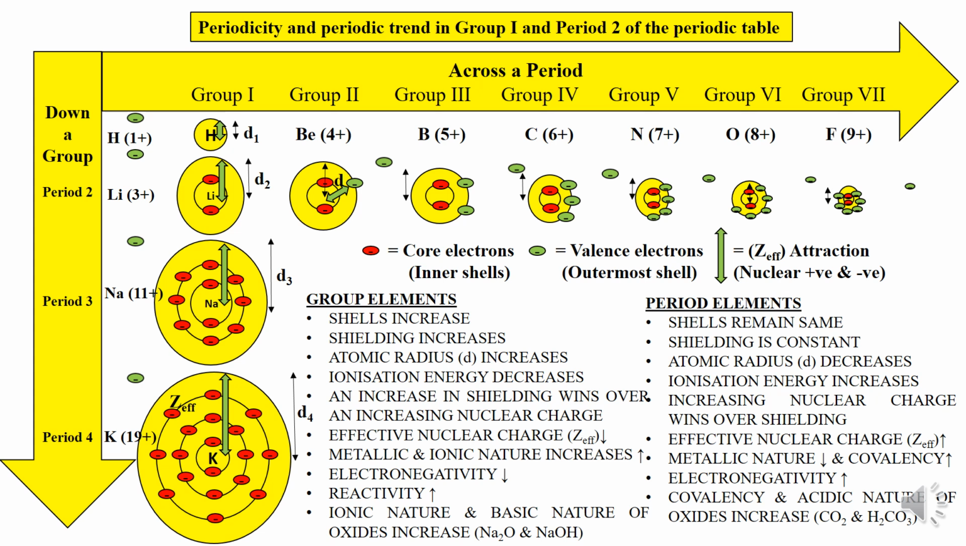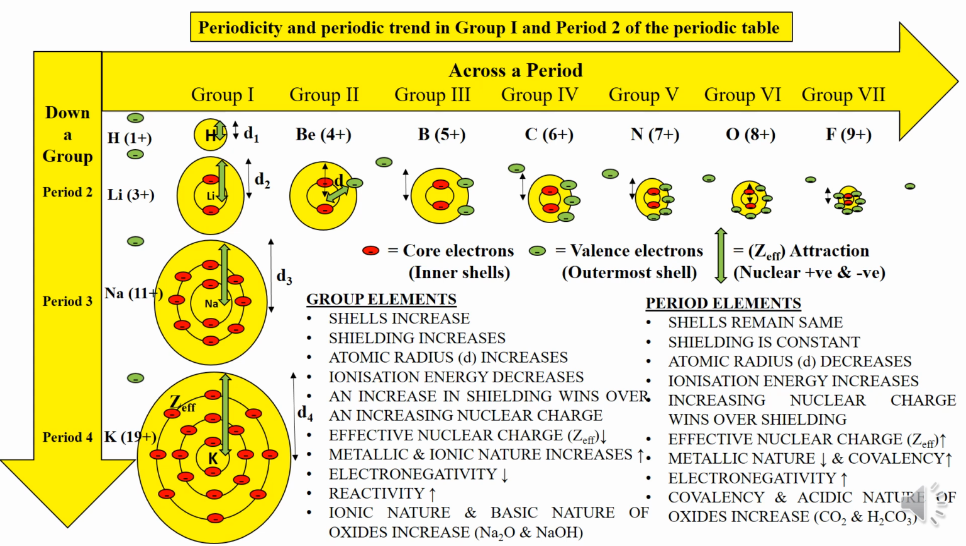Effective nuclear charge increases. That is the electrostatic force of attraction between the nuclear protons and the outermost valence electron, because there is only one shell separating the nuclear protons and the outermost valence electron. Therefore, the electrostatic force of attraction increases, and therefore the effective nuclear charge also increases. Metallic nature decreases and covalency increases.